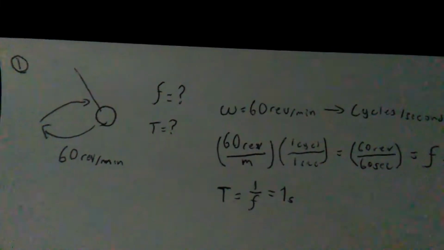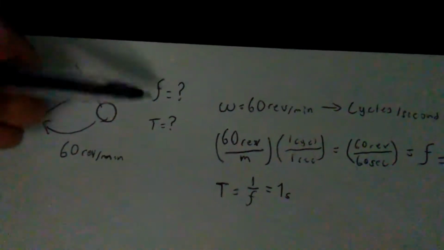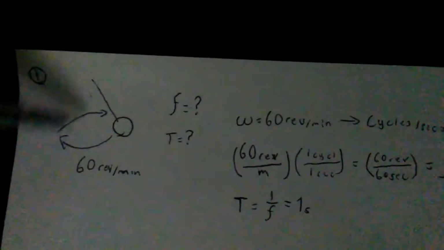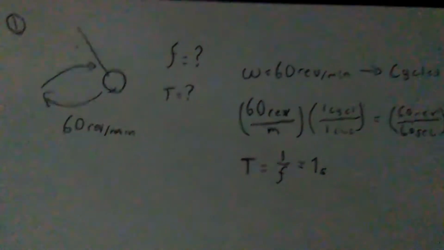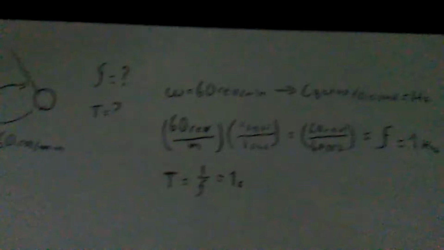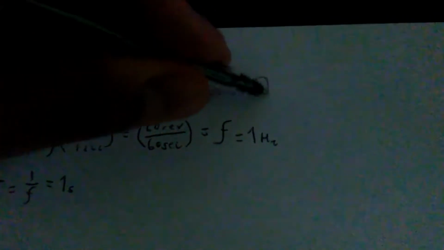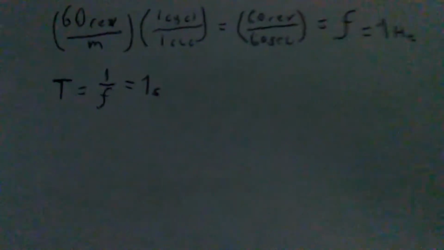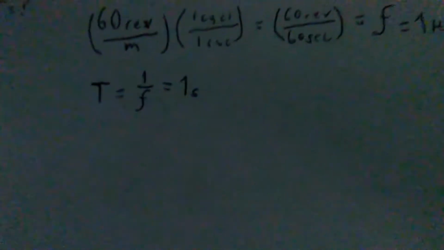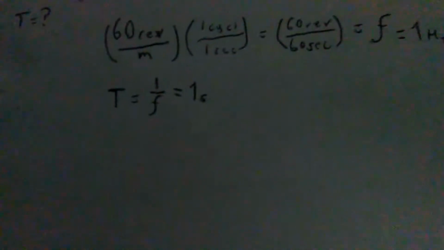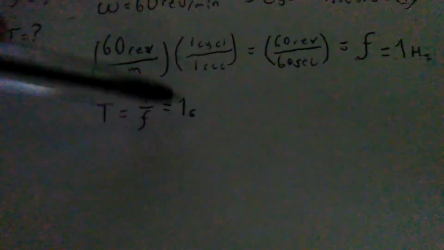For the first exercise, they are asking you to find the frequency and period of a ball tied to a rope with an angular velocity of 60 revolutions per minute. This is all about converting the revolutions per minute of the angular speed to cycles over second, which is the unit of the frequency, hertz. So we know that 60 seconds equals 1 minute, and that a whole cycle of the ball is 60 revolutions. And with that, we can convert the angular speed and say that the frequency is equal to 1 hertz, and for the period, it's just as easy to divide 1 over the frequency, giving us a period of 1 second.